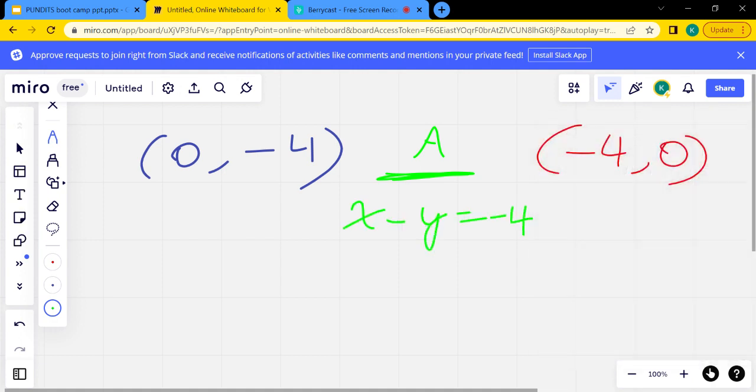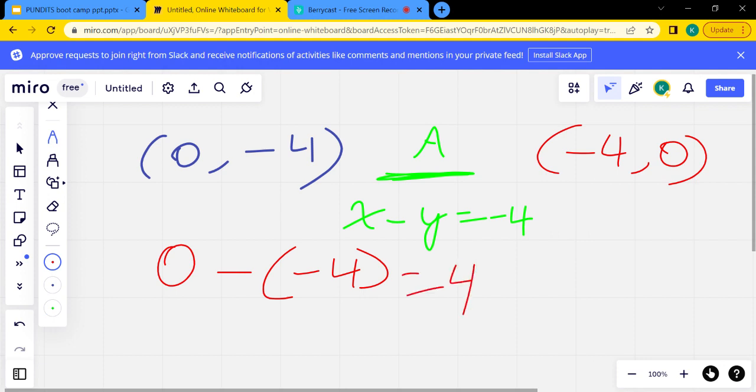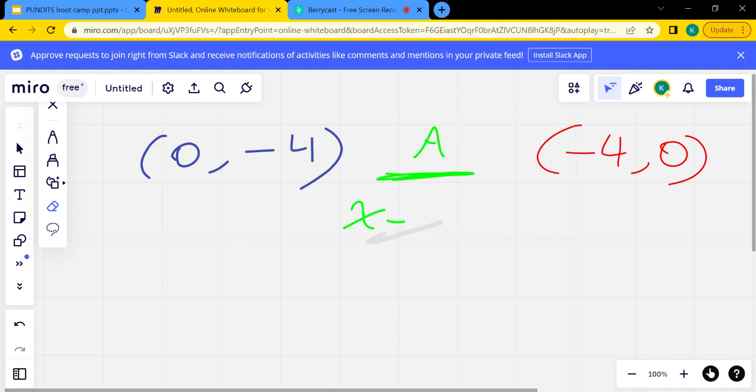Okay, let's go. First point, 0, negative 4. X is 0, y is negative 4. 0 minus negative 4 is plus 4. That's not the option. Therefore, A is immediately eliminated since the first point doesn't satisfy it.